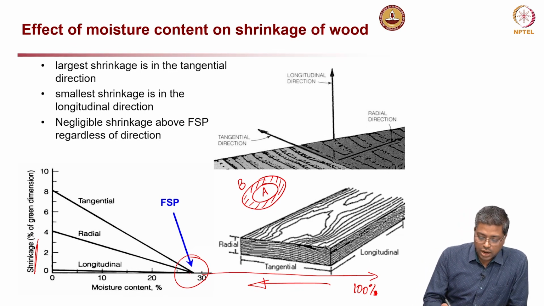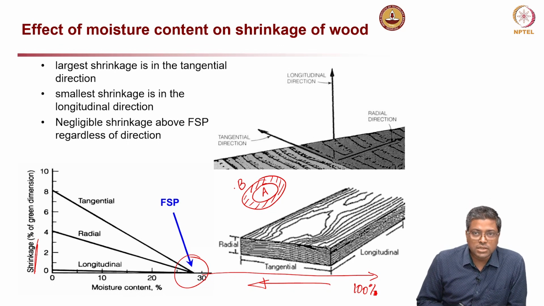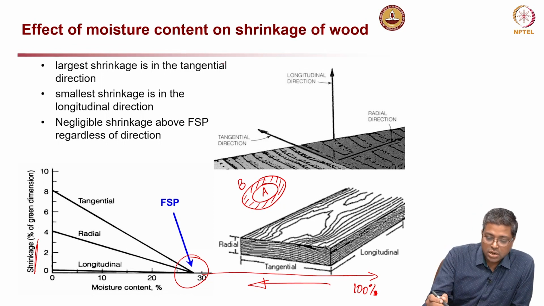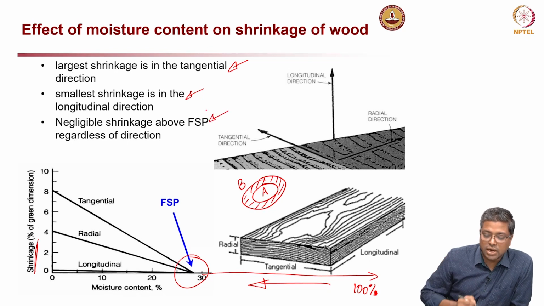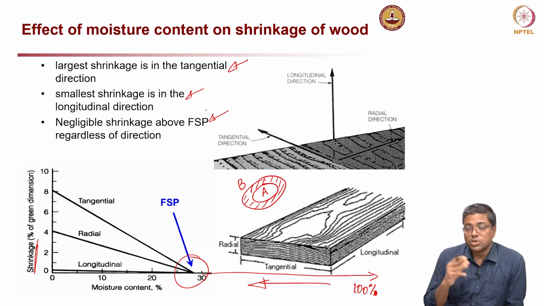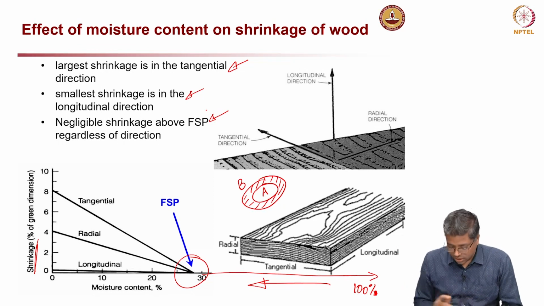After this 20 to 30%, as you further dry, you are removing water from the wall region, that is the B region, and that leads to change in the properties. The largest shrinkage happens in the tangential direction, and the smallest shrinkage in the longitudinal direction, as we discussed earlier, and there is negligible shrinkage above FSP regardless of direction. Above FSP there is no shrinkage, because it is just water from the cavities being evaporated.